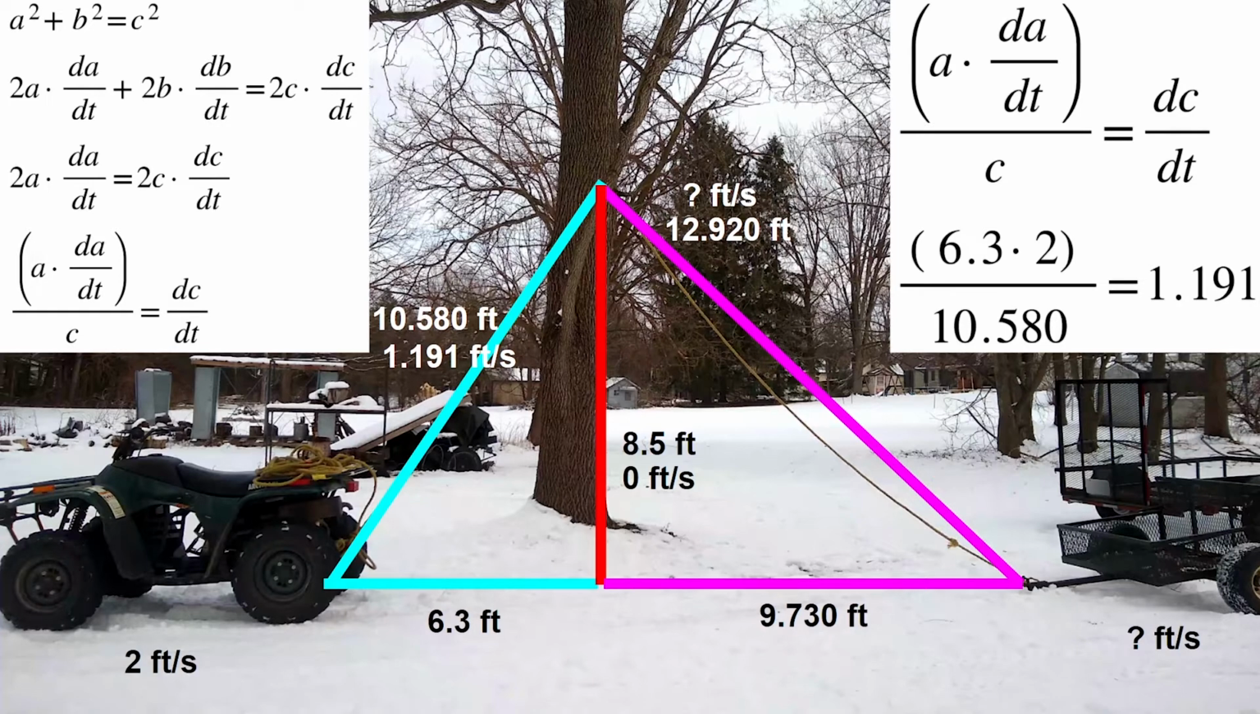Now what we have to do is solve for dc over dt, essentially the change of the hypotenuse with respect to time. So when we isolate this value, we can plug in the leg value of 6.3 feet times its rate of change of 2, divide that by the length of the hypotenuse of 10.580 feet, and finally we get the rate of change of the hypotenuse on the left side, which is 1.191 feet per second.